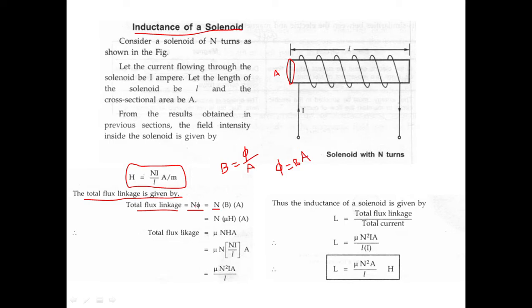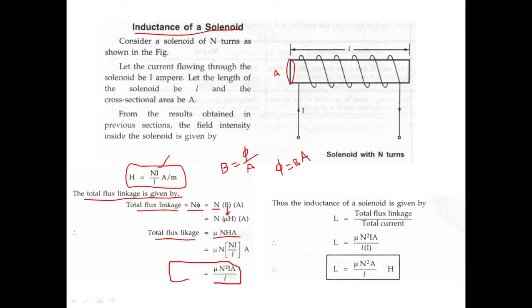So here phi is written as B into A. Now B is nothing but mu H, which you all know, right? N and A remain the same. So the total flux linkage can be written as N mu N H A. Now what is H? H is nothing but N i by L. So I have substituted N i by L here. So what you will get? You will get mu N square I A by L, right?